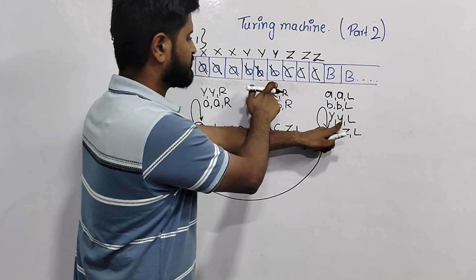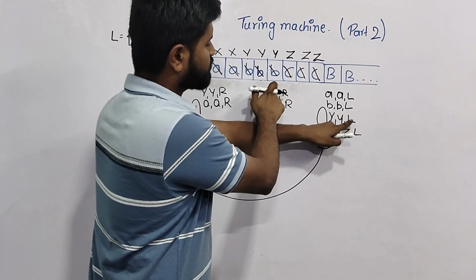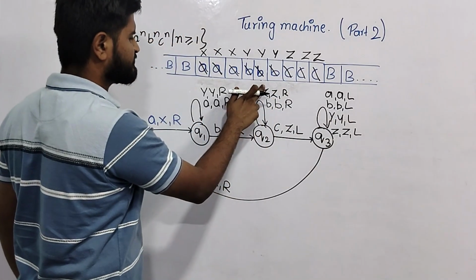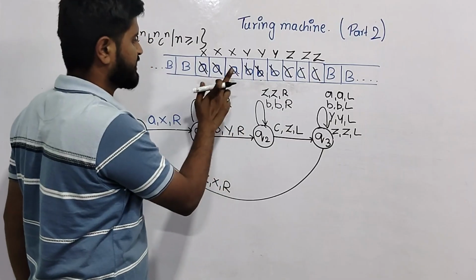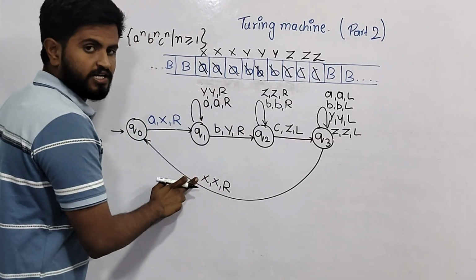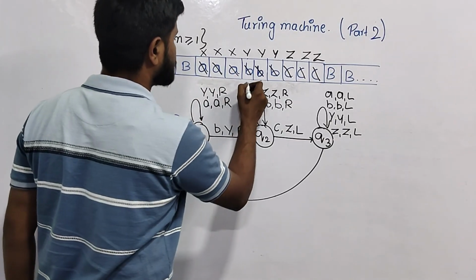Next Y, write Y and move towards left again. Write Y, move towards left again. Y, move towards left again. X, so if you encounter X, write it as X and move towards right.